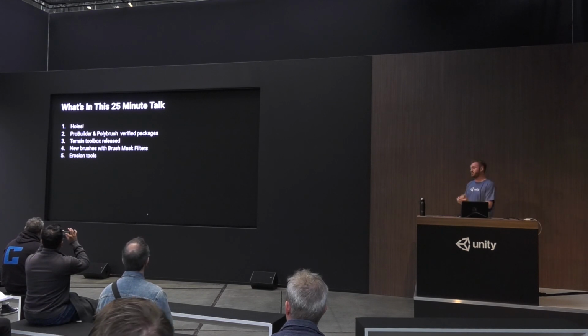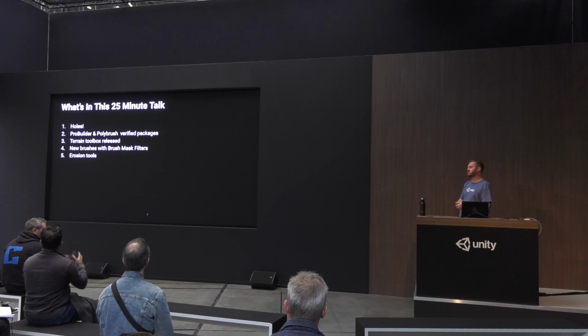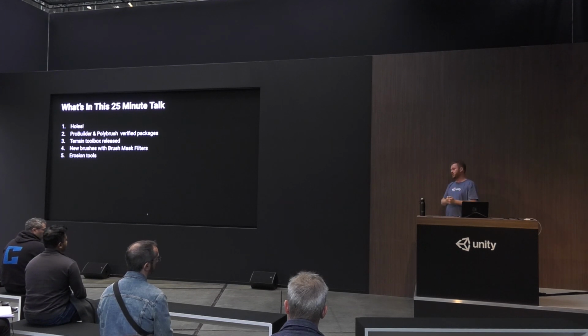But the first thing we're going to talk about is terrain holes. This is something that if you've been using terrain in Unity, many of us have been waiting for a long time, and is now available in the beta of 2019.3. And you can grab it and try it out now.